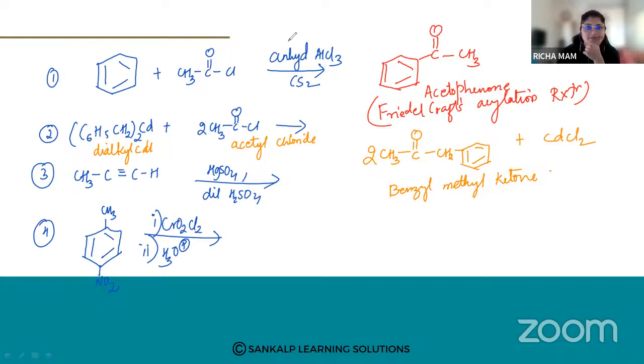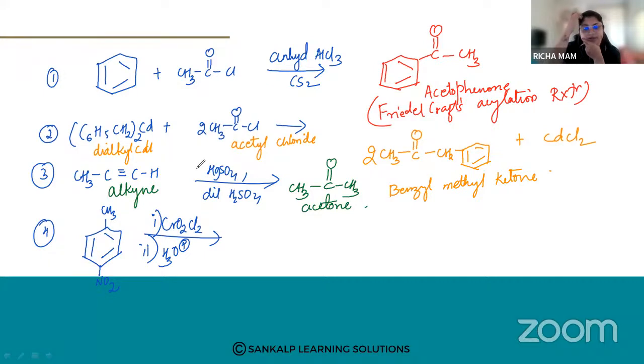Next, you have an alkyne. Generally, I'm telling you, alkyne. This is propyne, and we are reacting it with HgSO4 in the presence of dilute H2SO4. If you have only acetylene, then we get an aldehyde. If you have other than acetylene, then we get a ketone. So it will be CH3, C double bond O, CH3. So we get acetone.